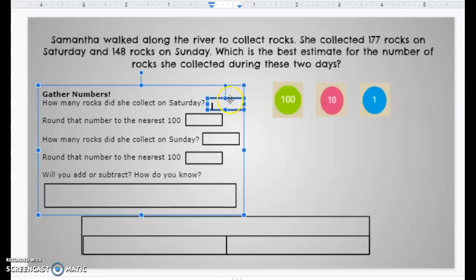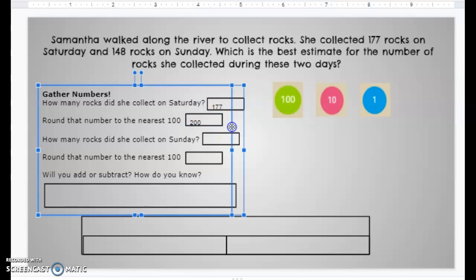How many rocks did she collect on Saturday? She collected 177 rocks on Saturday. And I'm going to round that number to the nearest 100. So I'm going to look at my hundreds place value, and then I'm going to look at my tens because that's going to tell me what to do. So our little saying is 4 or less, let it rest, 5 or more, up the score. The digit in my tens place is a 7. That is going to be higher than 5. So I'm going to up the score, which means my hundreds place needs to do some work, and it turns into a 200.